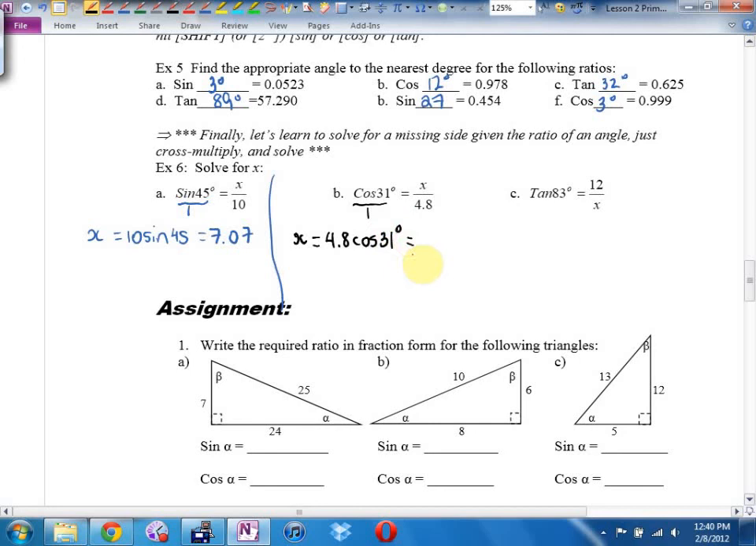This one I can't do in my head. I don't know 31 degrees. 4.11? What comes after the 1? 4, so round it off properly.